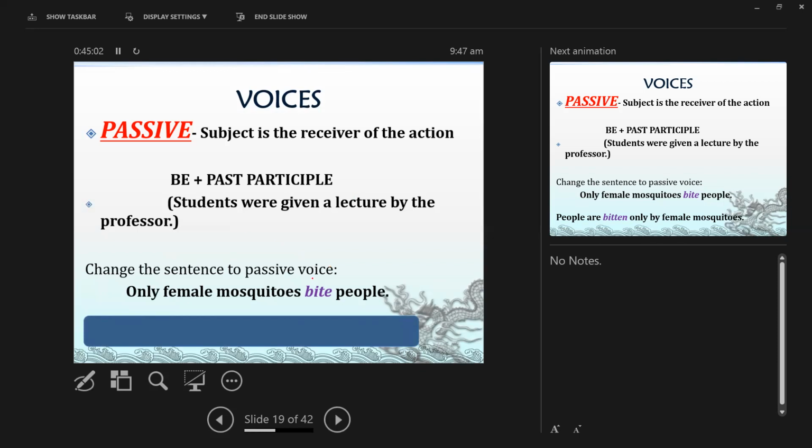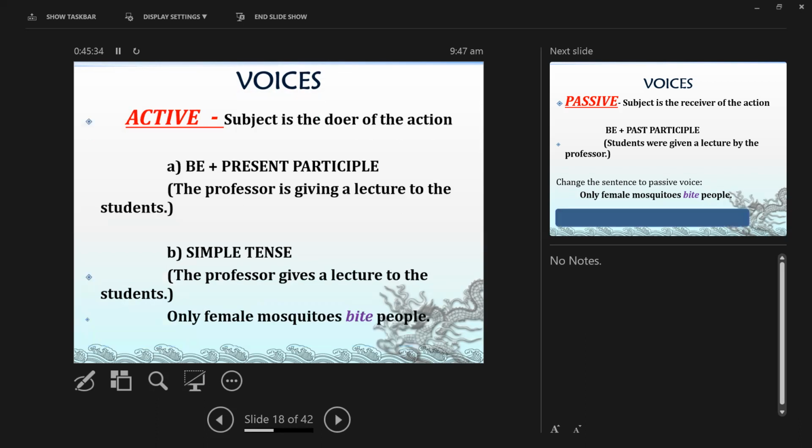Change the sentence to passive voice. Only female mosquitoes bite people. How can we change it? Can you please construct the answer on your paper? Any answers? I think Joyce has an answer. From Zoom participants, would you like to give your answer? Change the sentence to passive voice.